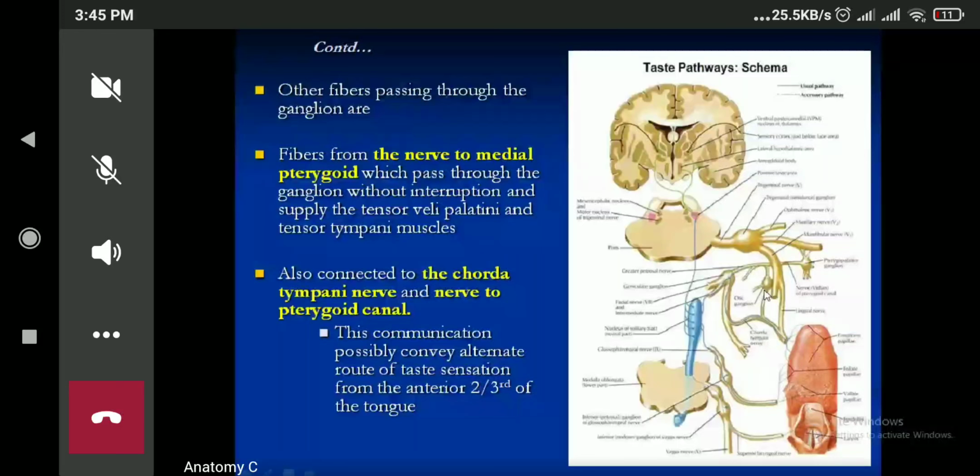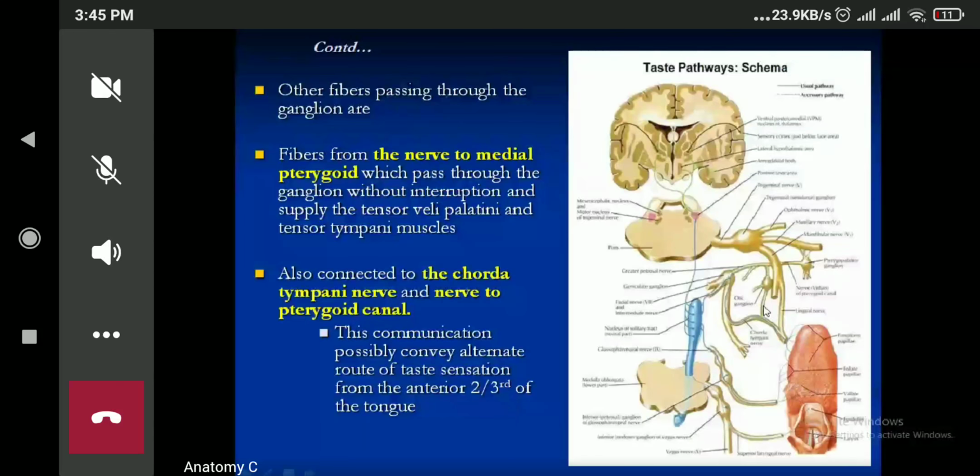Next one, this is the otic ganglia, and it has a connection with the chorda tympani. Can you see this one? It is also connected to the chorda tympani nerve and nerve to the pterygoid canal. This is the nerve to pterygoid canal. Can you see the connection? So those are the connections of the otic ganglia. Okay. So this is all about the otic ganglia.